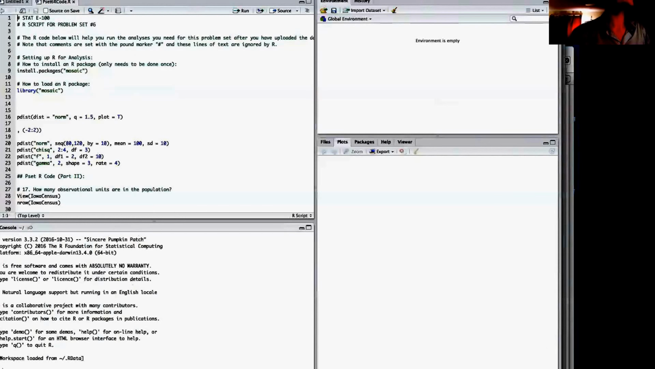I should have opened it. Let's see what happens. Huh. Okay. You know what I'll do? I tried opening the file separately. It didn't even work. I'm going to do File, Open.